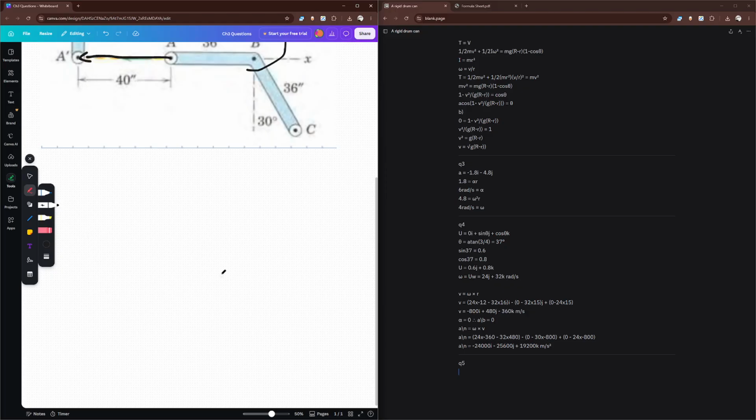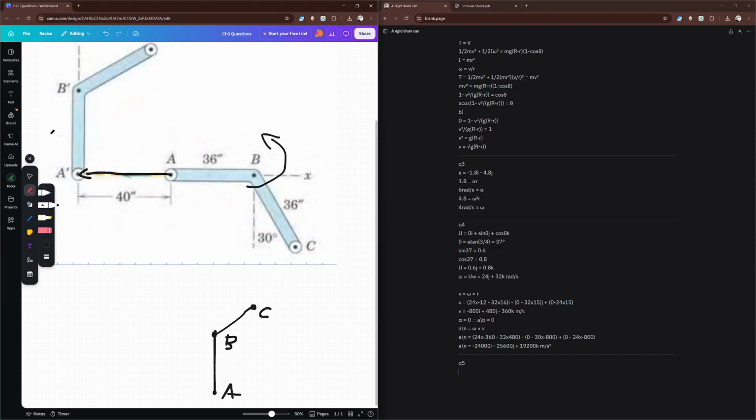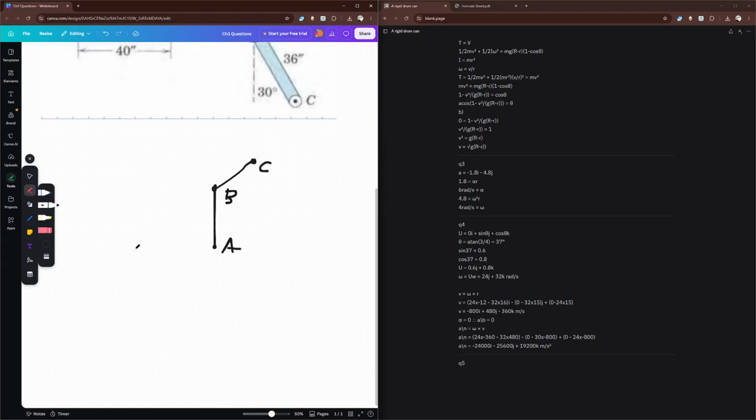So we have the translation A, B, C, and I know this is not how it is originally, but we're going to ignore that for this diagram because we're only looking at the translation. And then this is A prime, B prime, C prime. It translates like this, 40 inches, and this is T for translation.